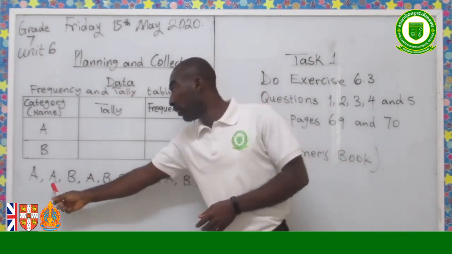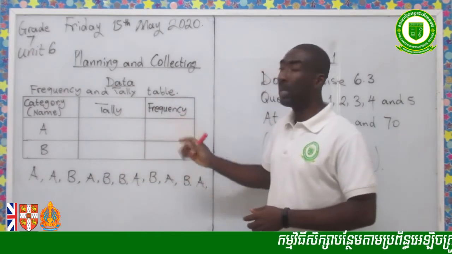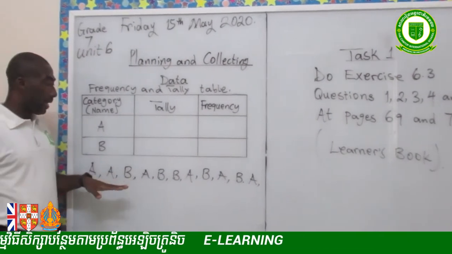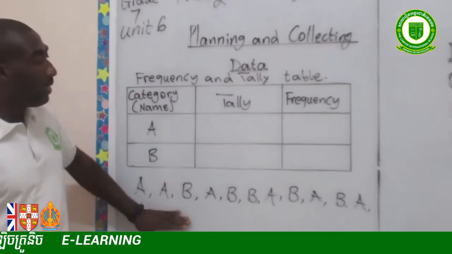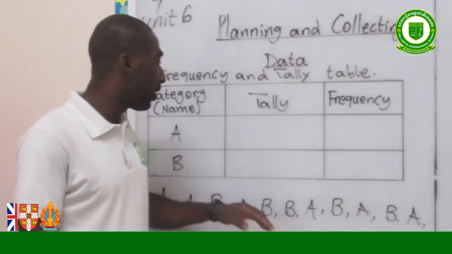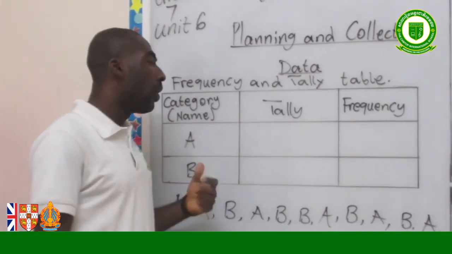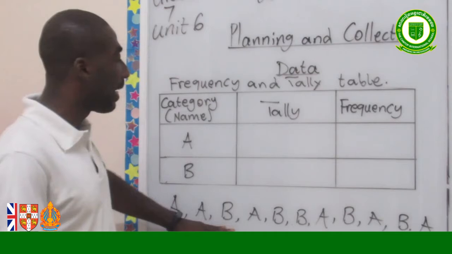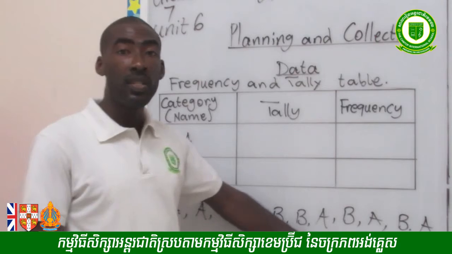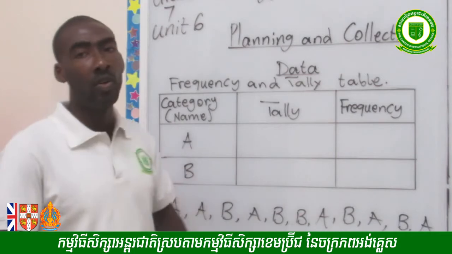I'm going to demonstrate with this example so that we will see the difference between a tally and a frequency. Over here, we are taking a look at data collection on two letters, which are alphabets. We have A and B, so in our category, we have category A and category B. We want to see the number of times that A appears on this row, and the number of times that B also appears on this row. So we're going to use tally and frequency to determine the number of times that they appear here.